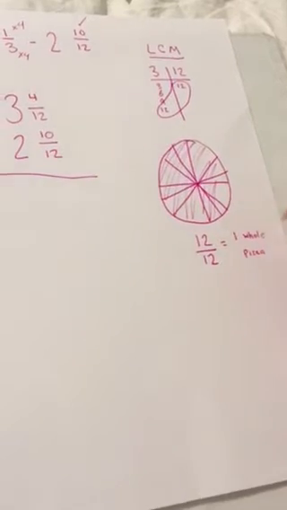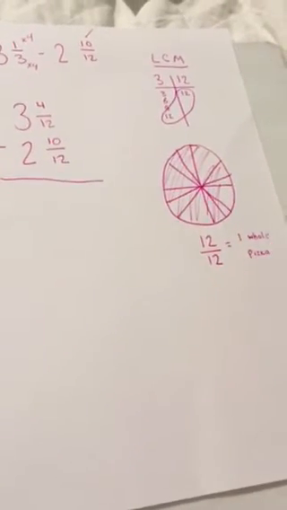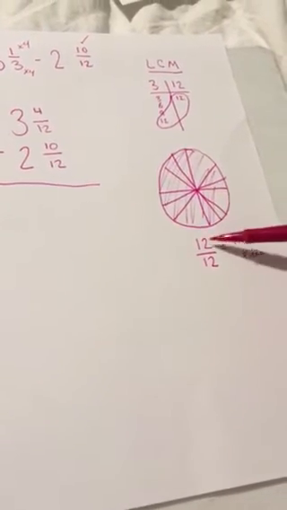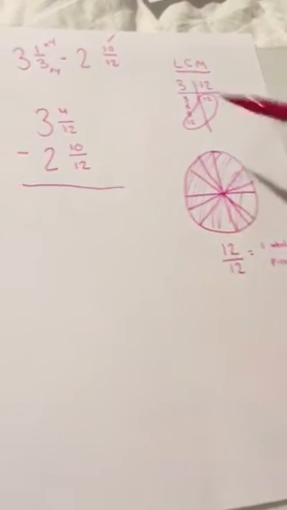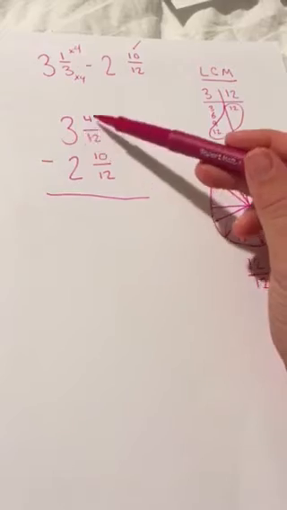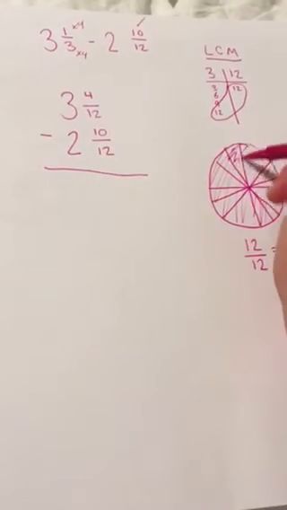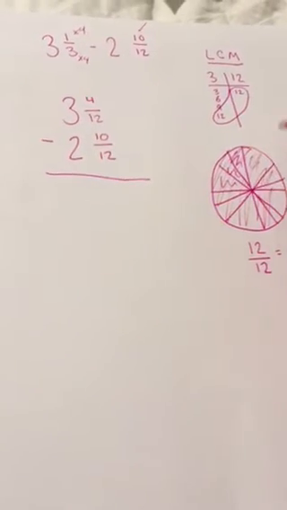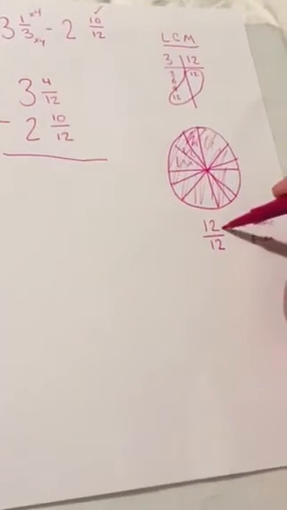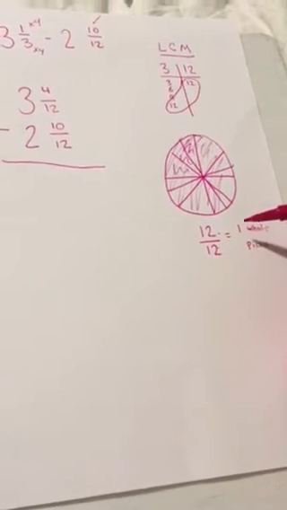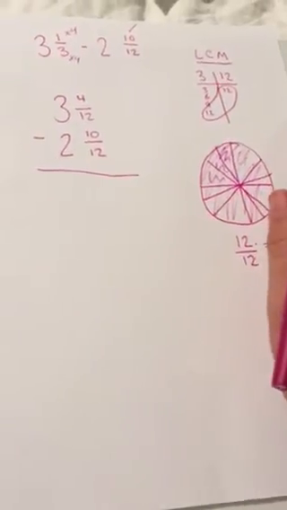Okay, so I just drew that picture for you because we're going to use that later. I want you to remember that 12 over 12 equals 1 whole. Okay, if I was just eating 4 slices like my fraction here, I would just shade in 4. Okay, that would be 4 over 12. But if I ate all 12 slices, if I was super duper hungry, that would be 12 over 12 equals 1 whole pizza. So just remember that in your brains. Okay, so let's go back to my equation.